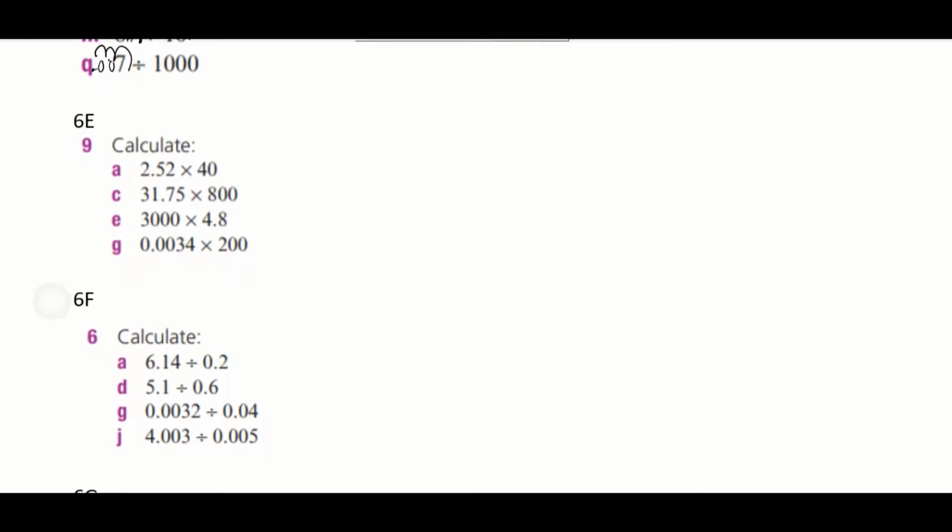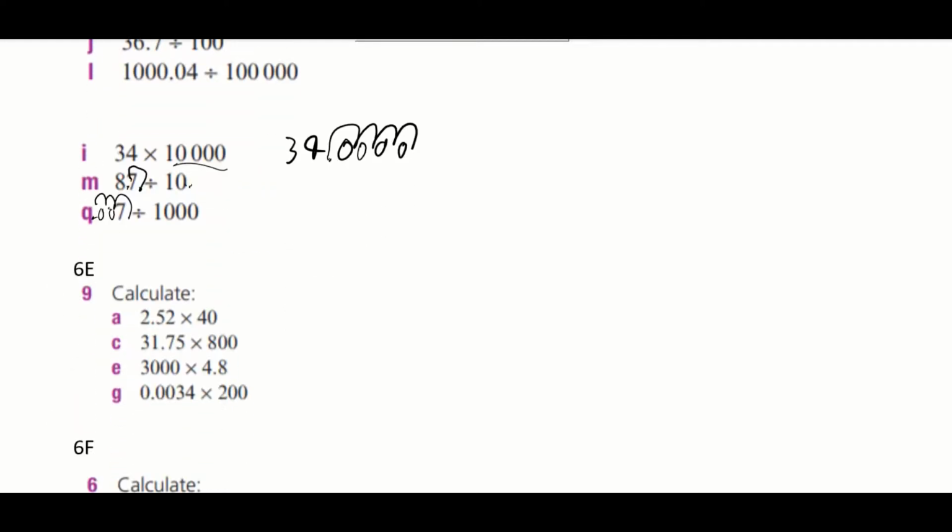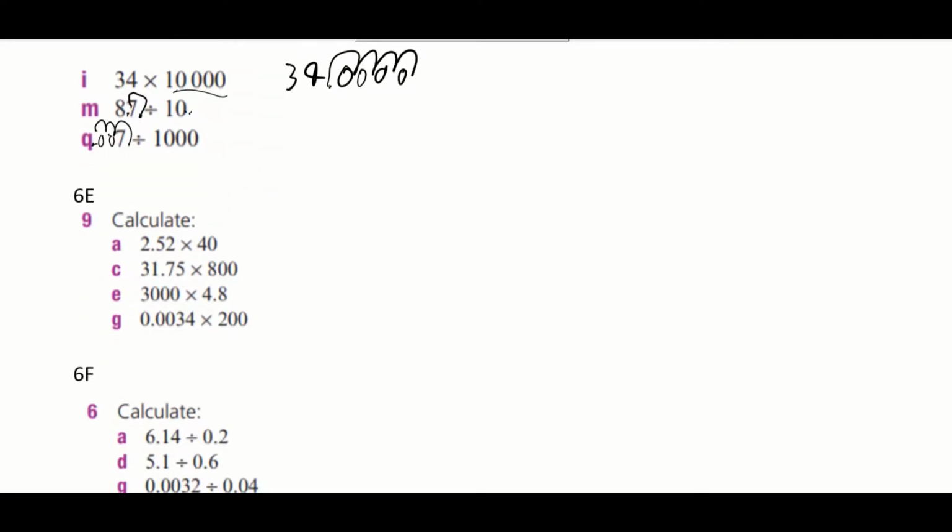Alright, 6E, how to multiply decimals, though, by numbers that aren't just tens, hundreds, thousands, or whatever. Basically, this works exactly the same as normal multiplication. We just simply times it, forgetting about the decimal, and at the end, you need to count how many decimal places there are, which means how many numbers there were in the question after the decimal point. So here, we have 2 after the decimal point. There's nothing in 40, so we just do basically 252 times 40.